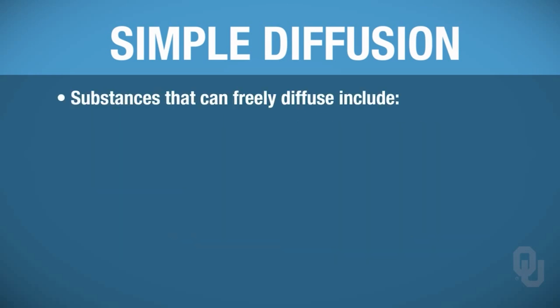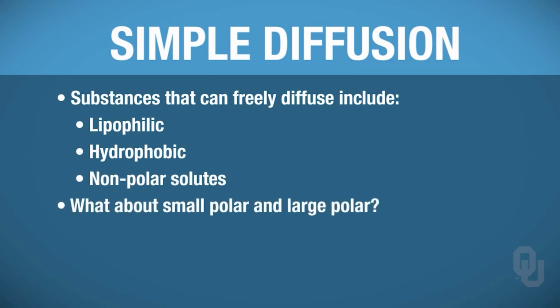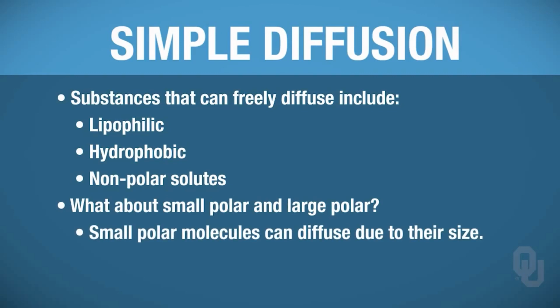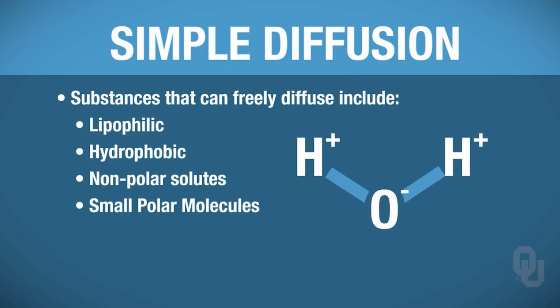So substances that can freely diffuse include: one, lipophilic; second, hydrophobic; third, your nonpolar solutes. What about small polar and large polar? Meaning they have charges. Small polar molecules can diffuse due to their size. An example of which is water. Even though they have partial charges, they can still pass through because of the small size. So small polar molecules like your water can pass through the membrane.